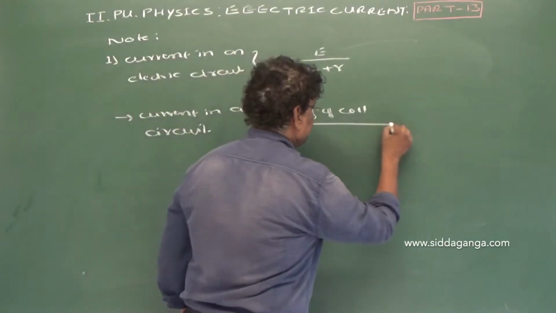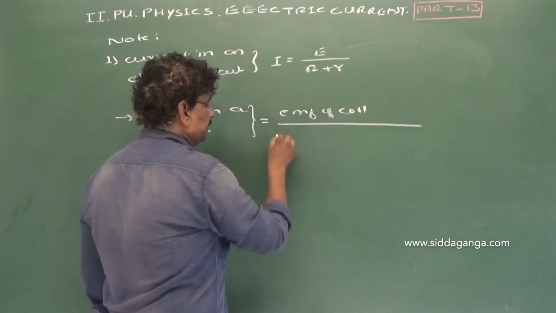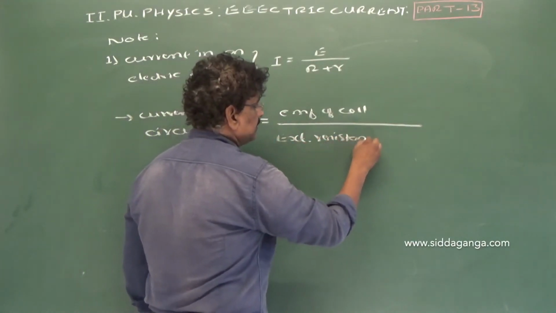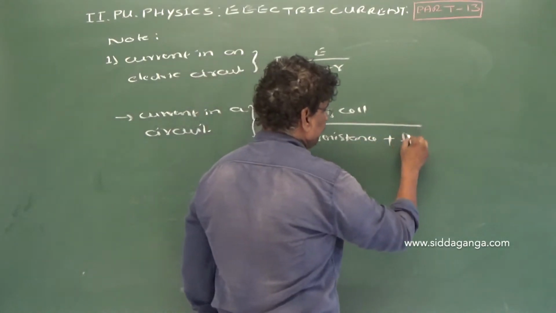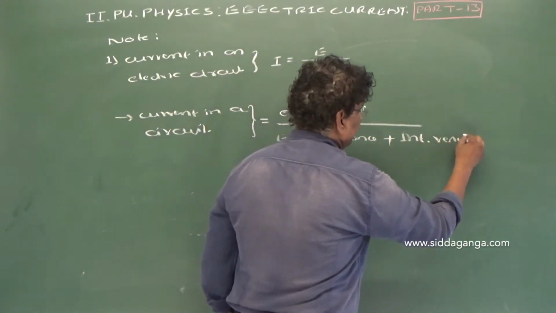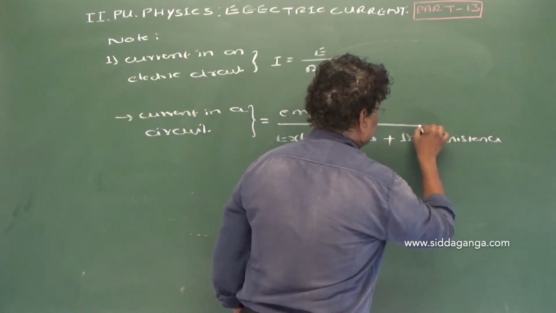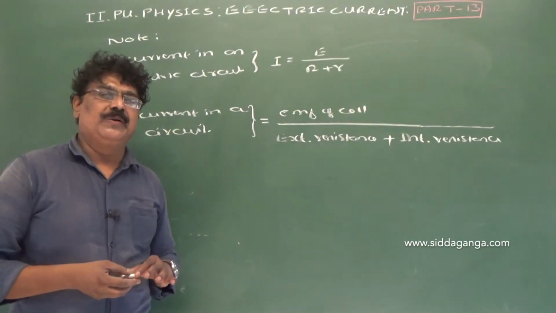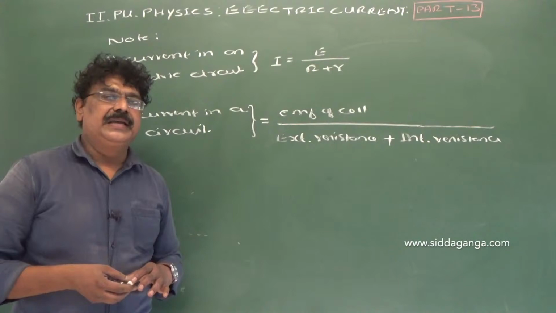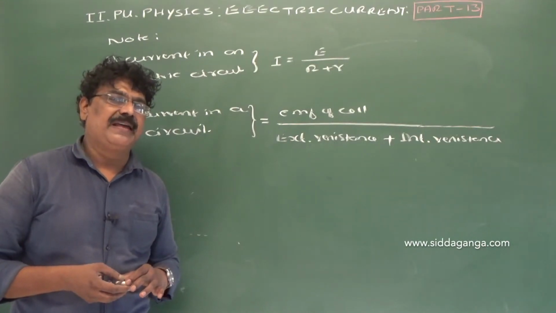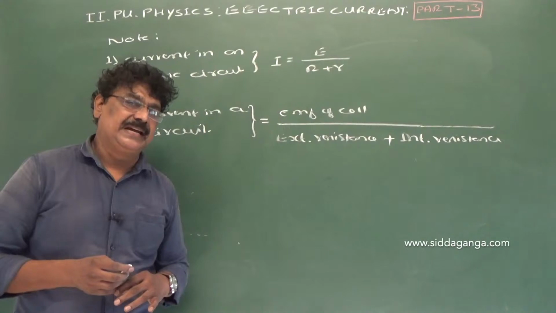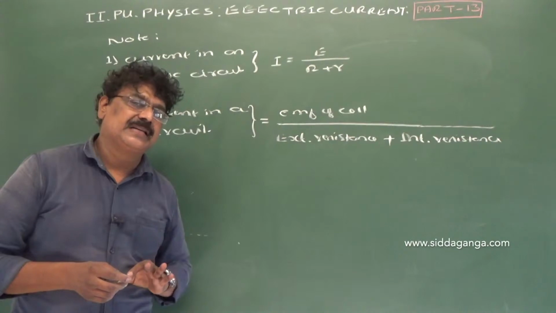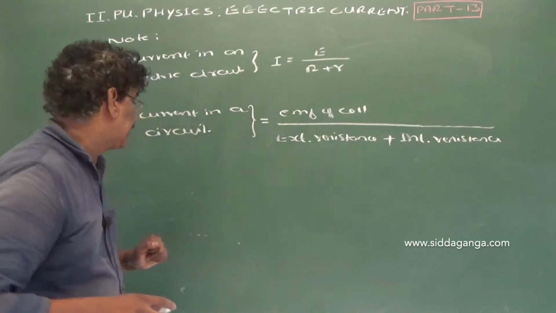Now, this is R, external resistance plus internal resistance, right? Remember that electric current through a circuit is equal to EMF of cell divided by external resistance plus internal resistance, or it is the sum of external resistance and internal resistance, and it is called circuit resistance.